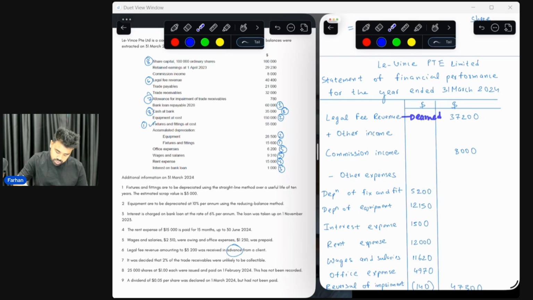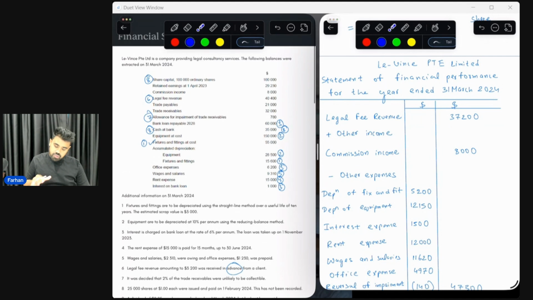We had a discussion regarding this when we went through additional information number 6. So it is $37,200, okay? The amount that we have actually earned after separating the amount which we have received in advance. All right. Then legal fee revenue is obviously part of regular business operations, which is to provide legal services.